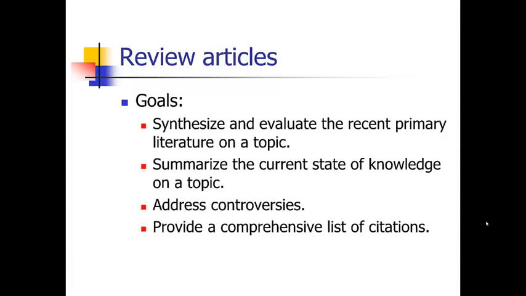So what's the goal of a review article? Basically, the idea is you're trying to synthesize the recent primary literature on a topic. There's just a huge proliferation of papers these days. Nobody really can keep up with the entire primary literature. And so your job as a review article author is to put together and summarize the recent primary literature so that somebody can go to your paper and get a good sense of the field.